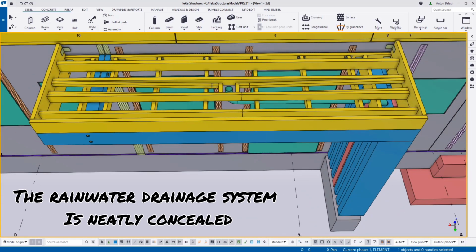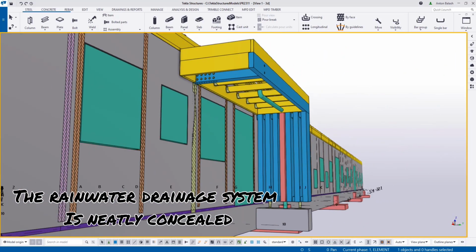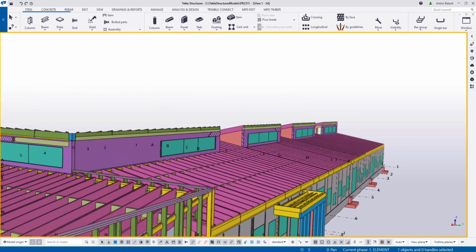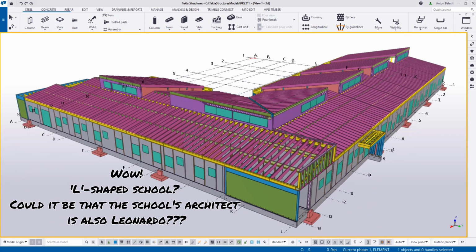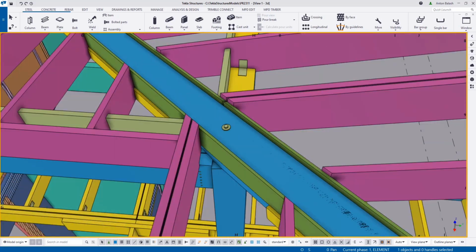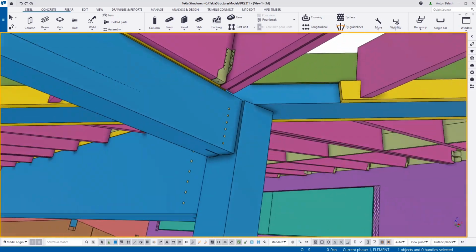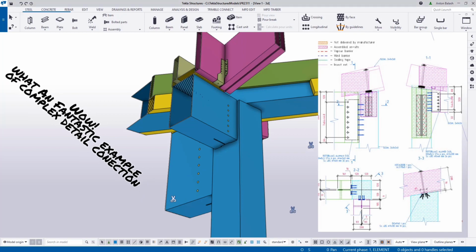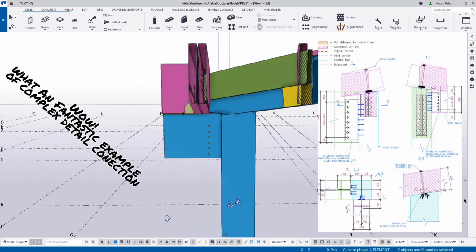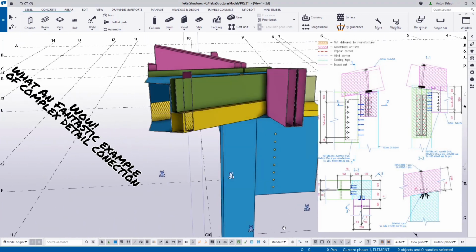Rainwater drainage system is neatly concealed. Wow! L-shaped school. Could it be that the school's architect is also Leonardo? Wow! What a fantastic example of complex detail connection.